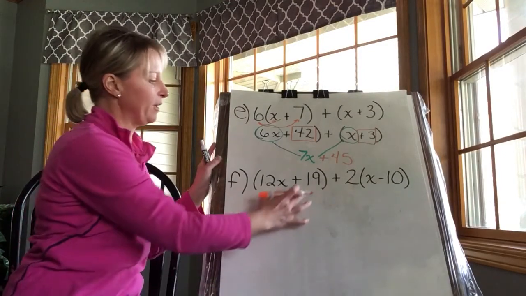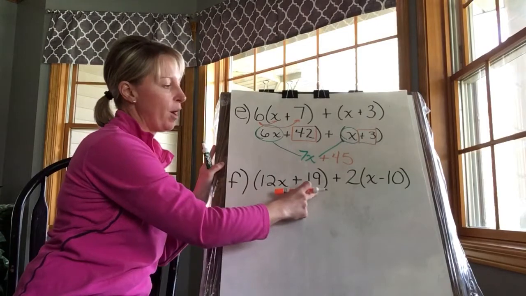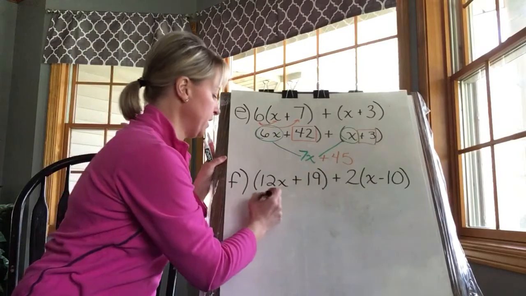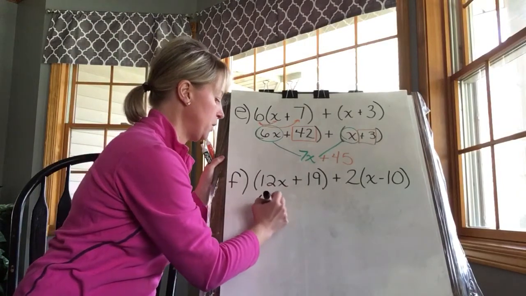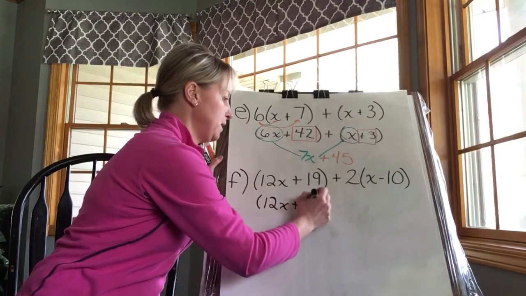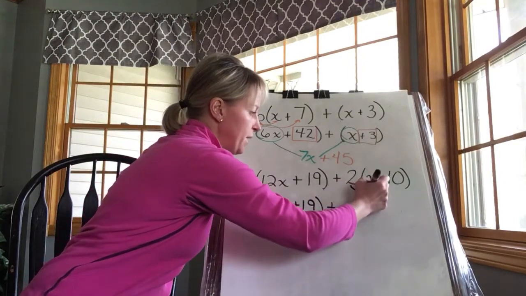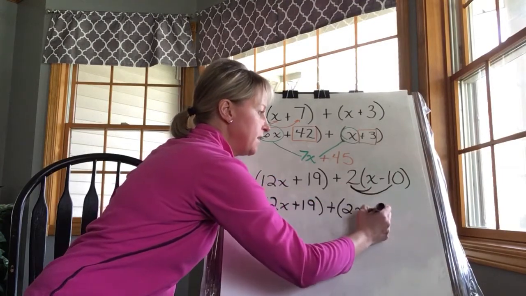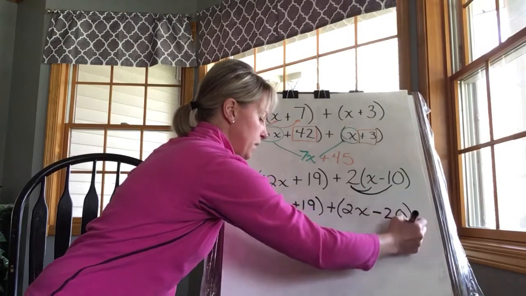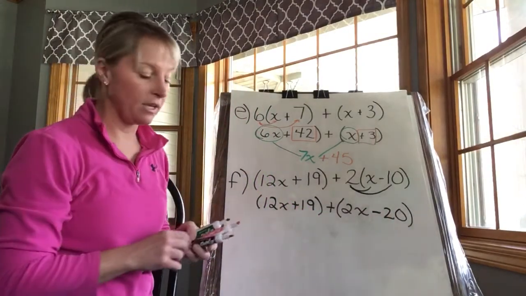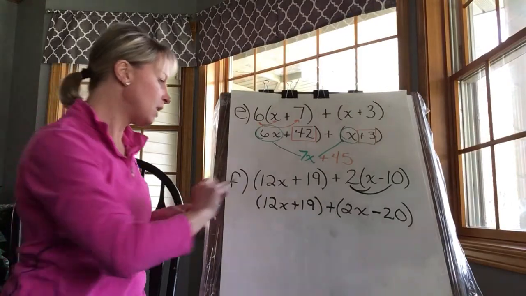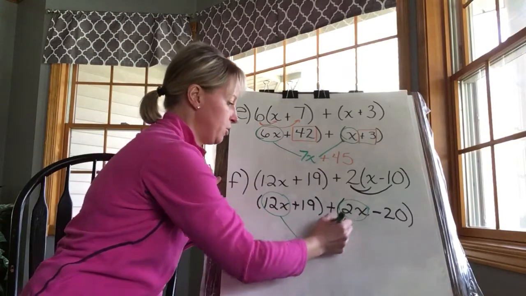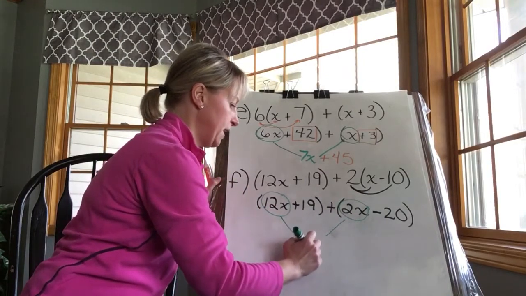Same with F, except for in front, we don't have the distributive property here, but we do in the second part of the problem. So we're going to just write this first. 12x plus 19 plus. Now we have to do 2 times x is 2x. 2 times a negative 10 is a negative 20. So now we go and look at combining like terms. 12x and 2x. 12 plus 2 makes 14x.